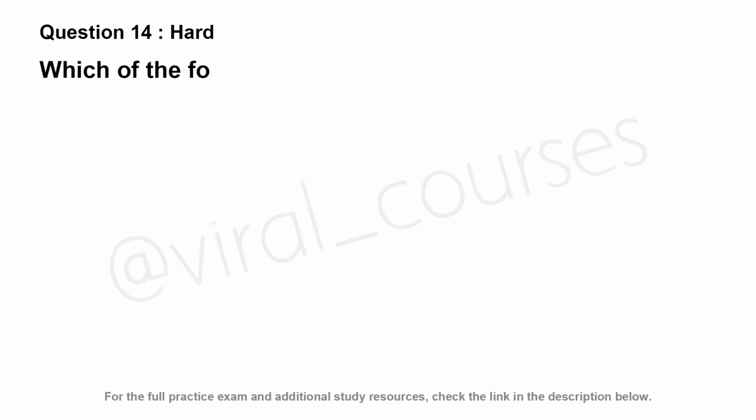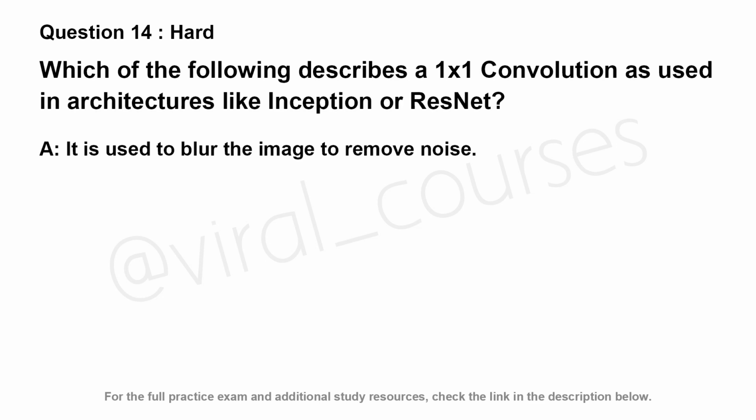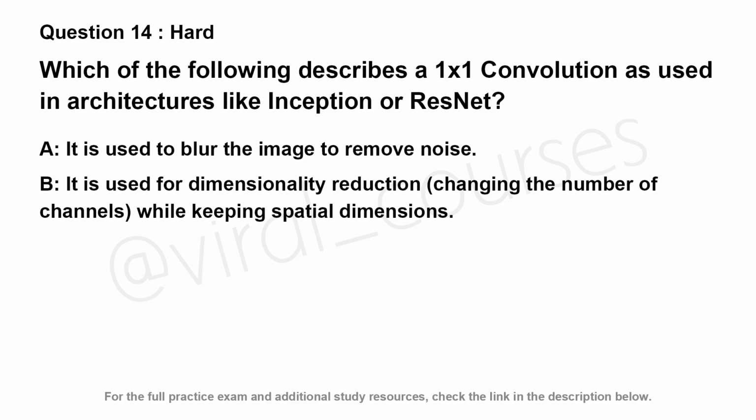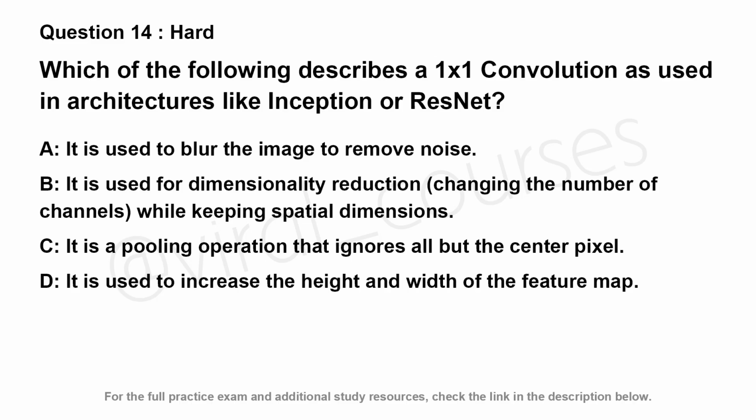Which of the following describes a 1x1 convolution as used in architectures like Inception or ResNet? Option A. It is used to blur the image to remove noise. Option B. It is used for dimensionality reduction, changing the number of channels, while keeping spatial dimensions. Option C. It is a pooling operation that ignores all but the center pixel. Option D. It is used to increase the height and width of the feature map.